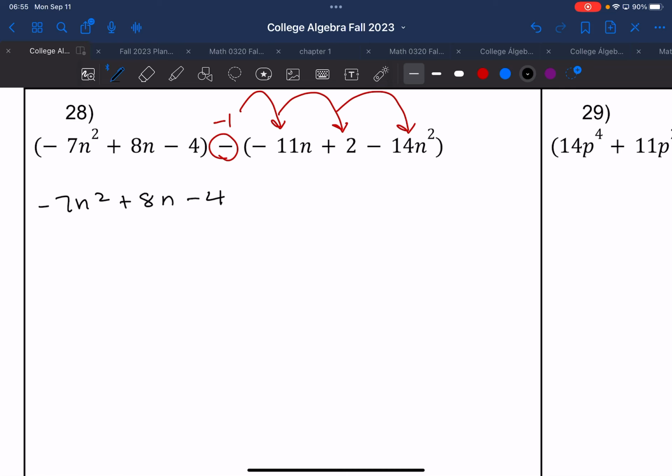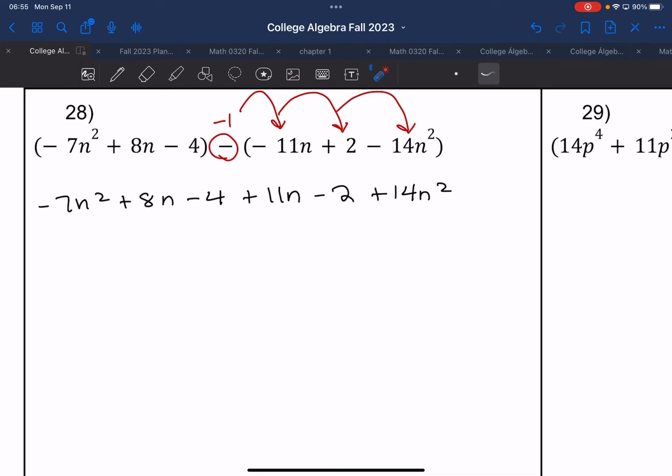And then I'm going to start distributing that -1. So -1 times -11n is a positive 11n. -1 times positive 2 is a -2. And -1 times a -14n squared is a positive 14n squared. So what did distributing that negative do to all of these signs? Good, it just changed them to the opposite. Okay, so we had a -11n, now we have a positive. Positive 2, now we have a negative. So on and so forth.